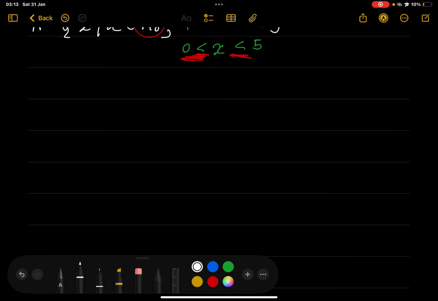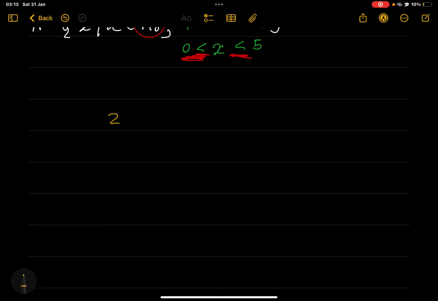So let's talk about another example. Let's say they gave you 2, 4, 6, 8. No, not 'and so on'. They only give you those numbers. They say list these numbers using the roster method. When you use roster, you know it's very easy. You put your curly brackets and you say 2, 4, 6, and 8.